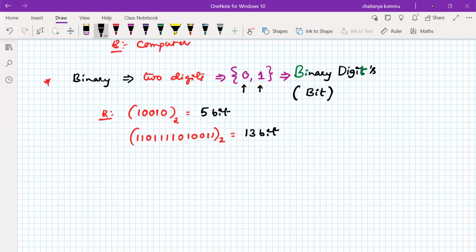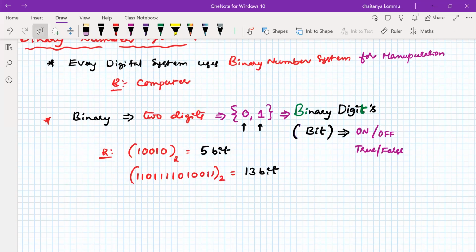So instead of saying 5 binary digits or 13 binary digits, we can simply call them bits. A bit stands for a single piece of information. It may be on or it may be off, so two possibilities, that's all. Or we can call it true or false. That's what we normally call it. So this is all about the binary number system.